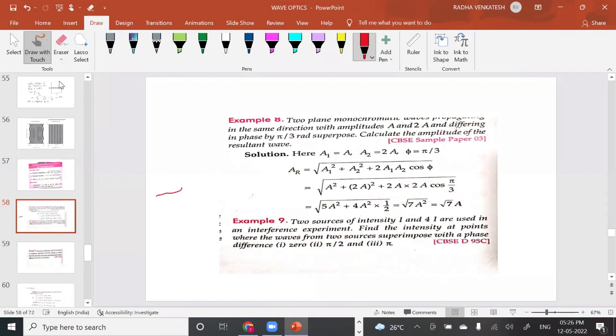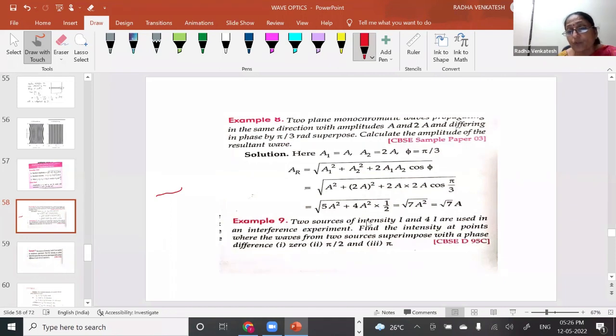And see this one: two plane monochromatic waves propagating in the same direction with amplitude A and 2A and differing in phase by pi by 3 radians superpose. Calculate the amplitude of the resultant wave. So A1 is A, A2 is 2A, phi is pi by 3. This is very simple, right? But this is a CBSE sample question. So anything simple and easy can sometimes come. So let's not avoid that.